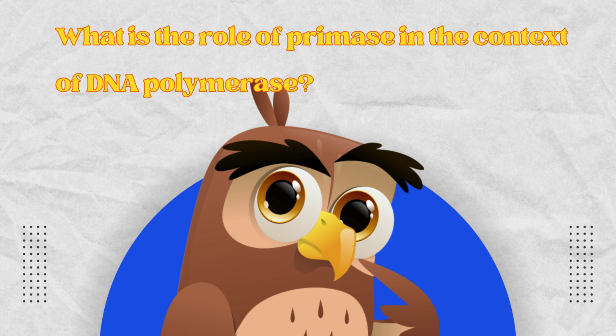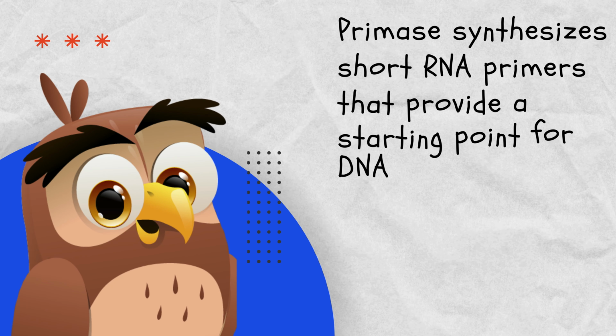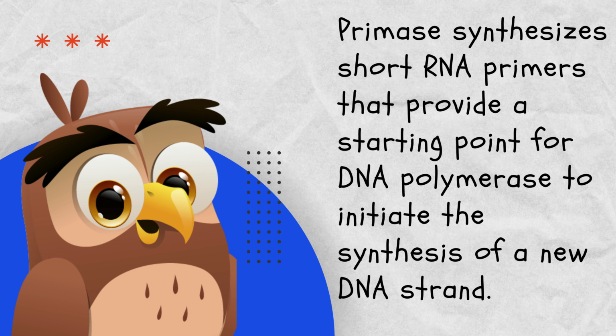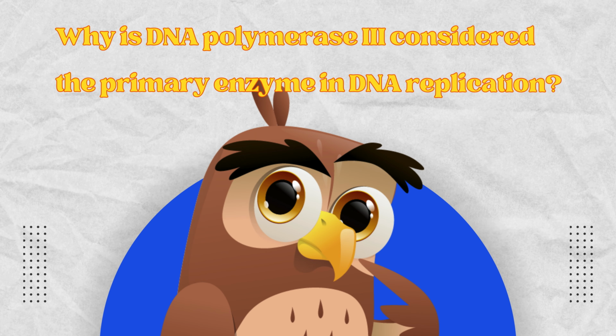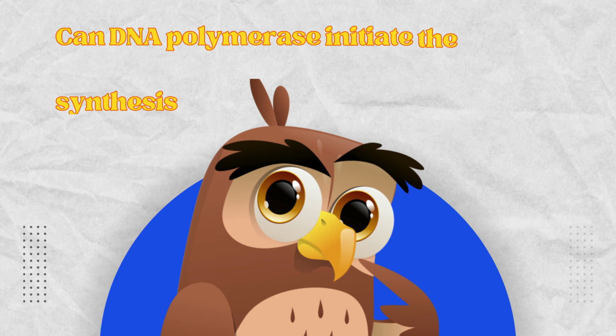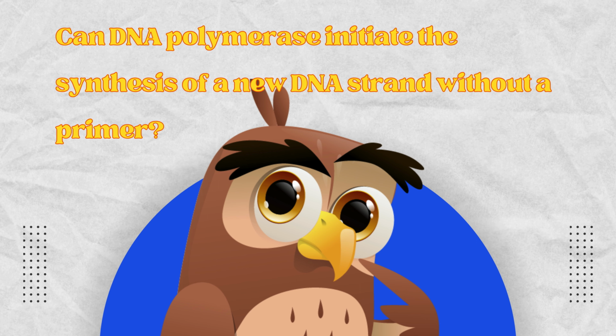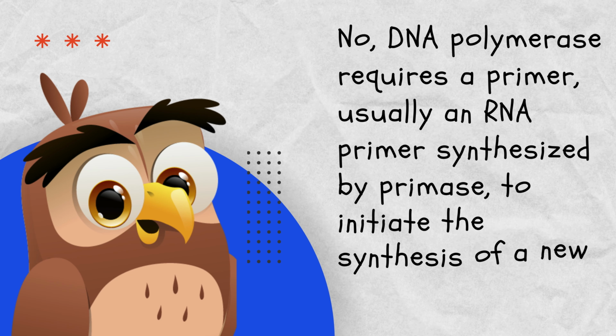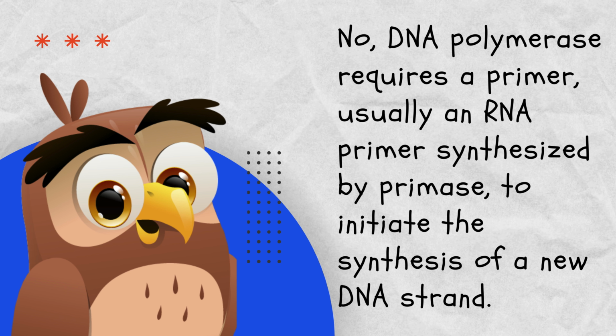What is the role of primase in the context of DNA polymerase? Primase synthesizes short RNA primers that provide a starting point for DNA polymerase to initiate the synthesis of a new DNA strand. Why is DNA polymerase 3 considered the primary enzyme in DNA replication? DNA polymerase 3 is the main enzyme responsible for elongating the DNA strand during replication, ensuring efficient and accurate synthesis. Can DNA polymerase initiate the synthesis of a new DNA strand without a primer? No, DNA polymerase requires a primer, usually an RNA primer synthesized by primase, to initiate the synthesis of a new DNA strand.